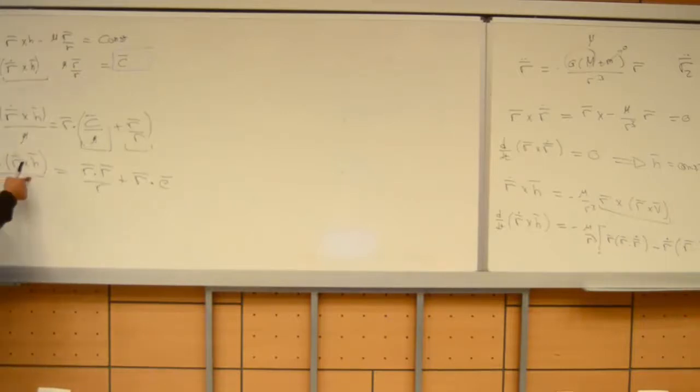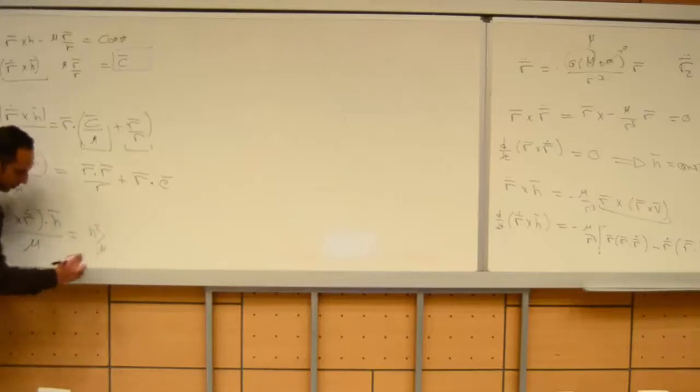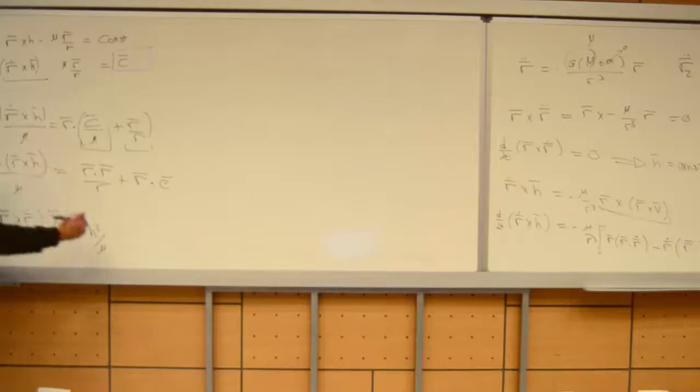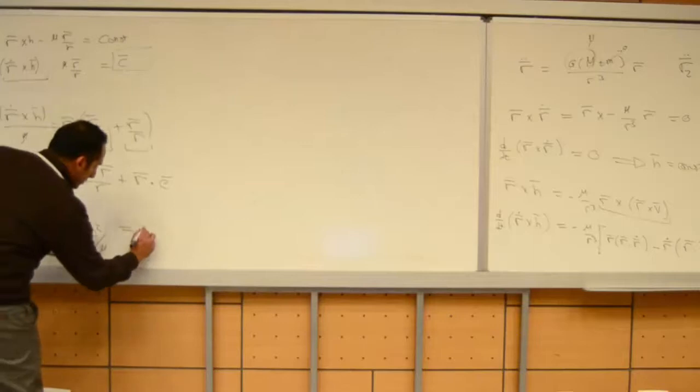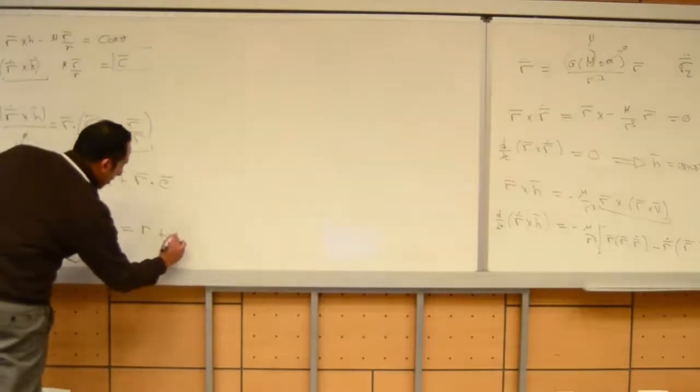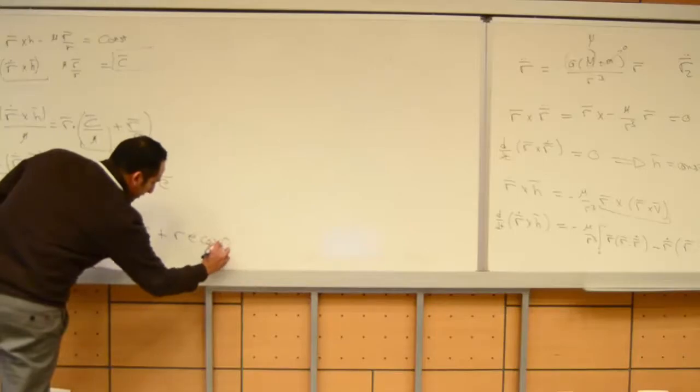Again, I'm going to use another identity over here, and this is equal to R crossed with R dot, dotted with H, divided by mu. This right here, R crossed with R dot, is equal to H, so this is H dotted with H divided by mu, which is H squared over mu. The left-hand side, again, is R plus R E cosine theta, where theta is the angle.